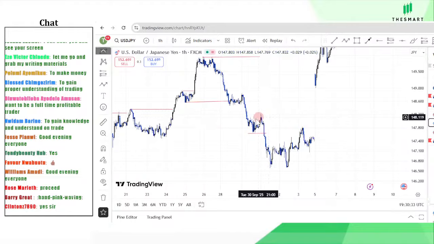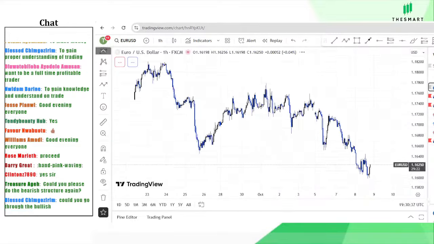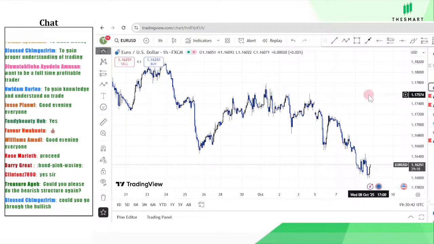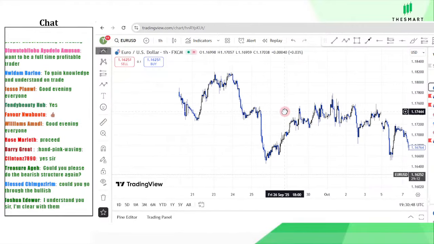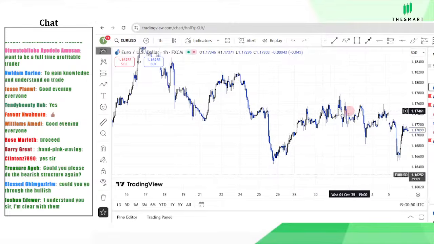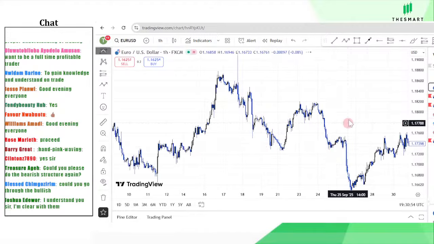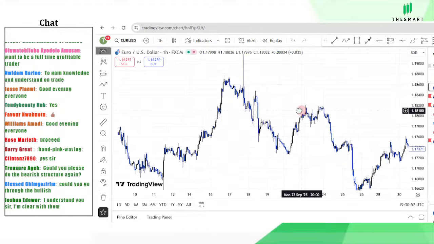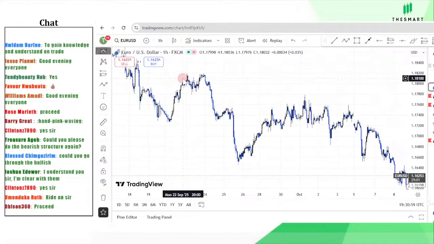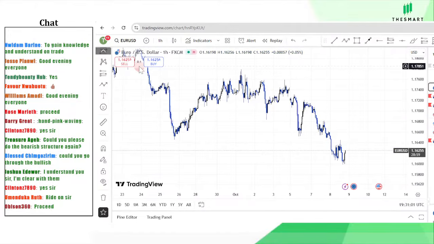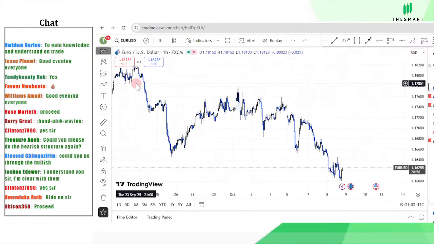Okay. So now let's check out something on a different one. I understand you. So I'm clear with them. Now let me look for another bearish structure. Don't worry. Let me look for another bearish structure. Let me look for something that is not complicating.